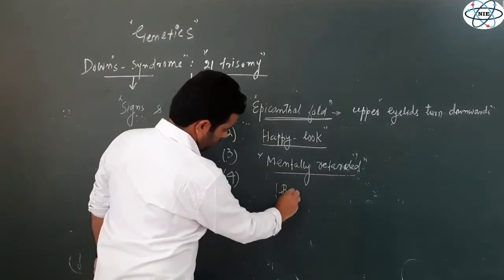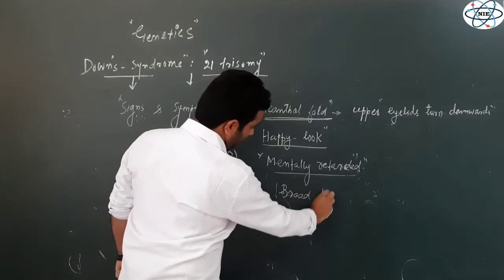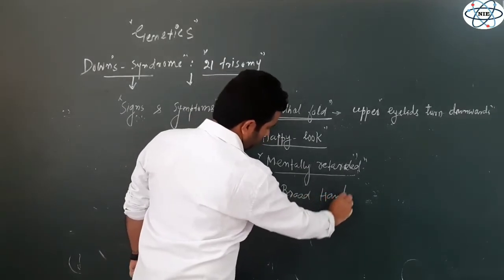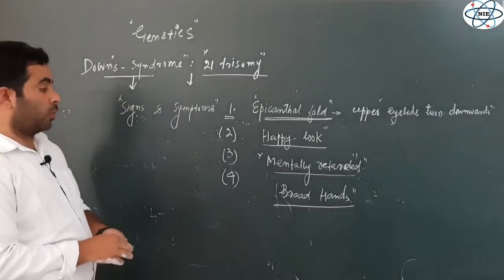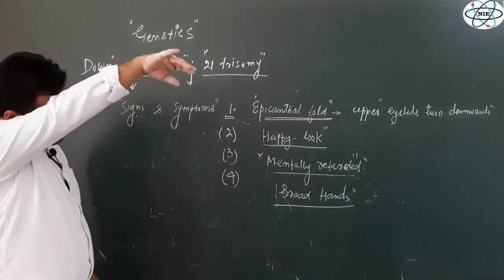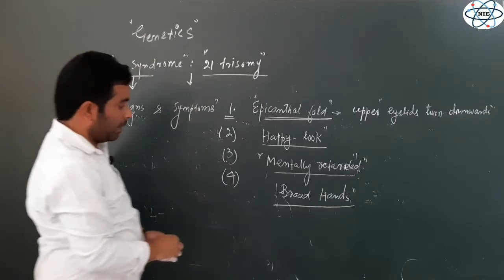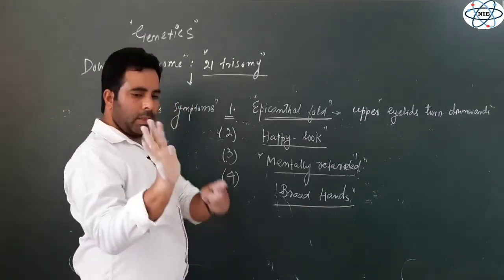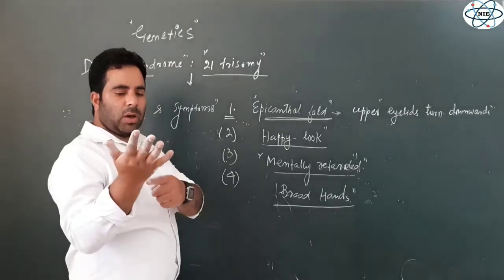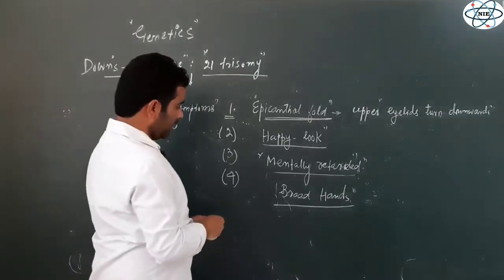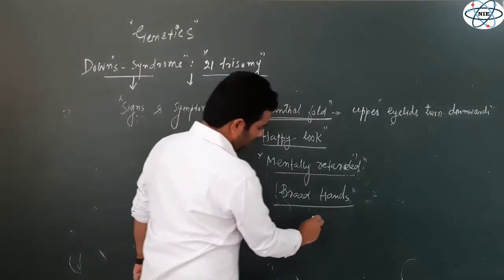they have broad hands. Hands are bigger in size. And the fifth sign is that in their palm there are some creases. Generally they are 2 or 3 in number, right? But in these individuals there is only a single one.